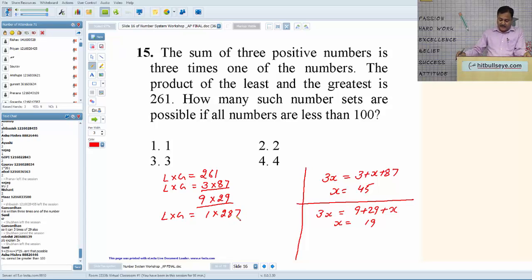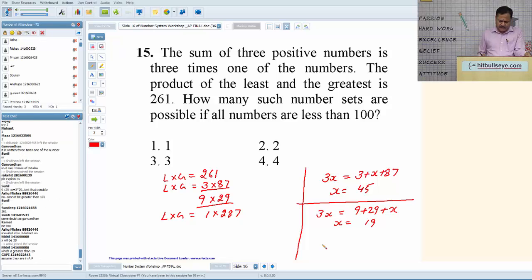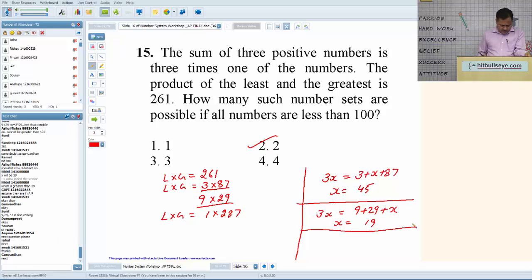This cannot be taken as 1 into 287 because all the numbers are less than 100. There are two options, 3 and 87, 9 and 29. Answer should be second option only. So let us move to the next question.